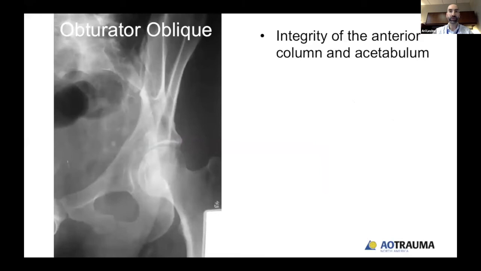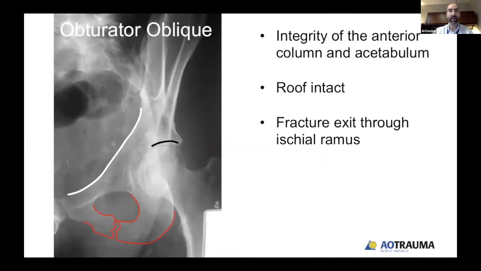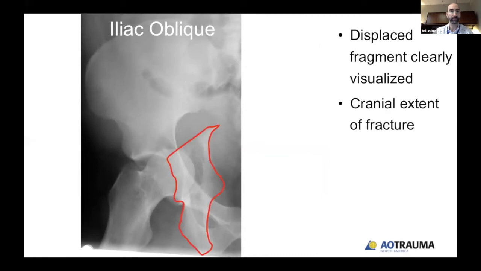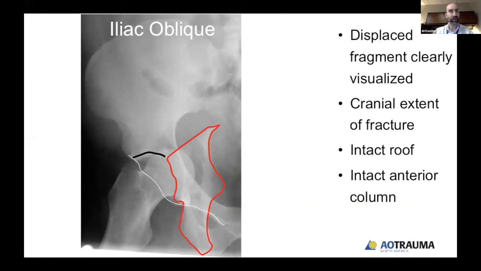Looking at an obturator oblique view, we can again verify the integrity of the anterior column and the anterior portion of the acetabulum. The roof remains intact, and this view really highlights the exit point through the ischial ramus. Looking at an iliac oblique view, we can see the posterior column fragment is clearly displaced and highlighted. We can see the cranial exit point of the fracture at the sciatic buttress. We can see that the roof is intact, and we can see the anterior column and the anterior rim of the acetabulum is intact.